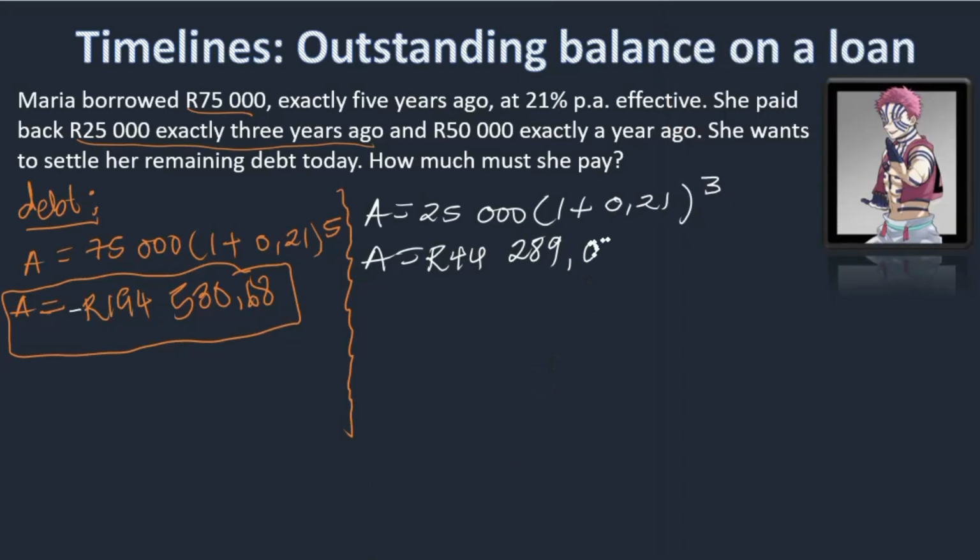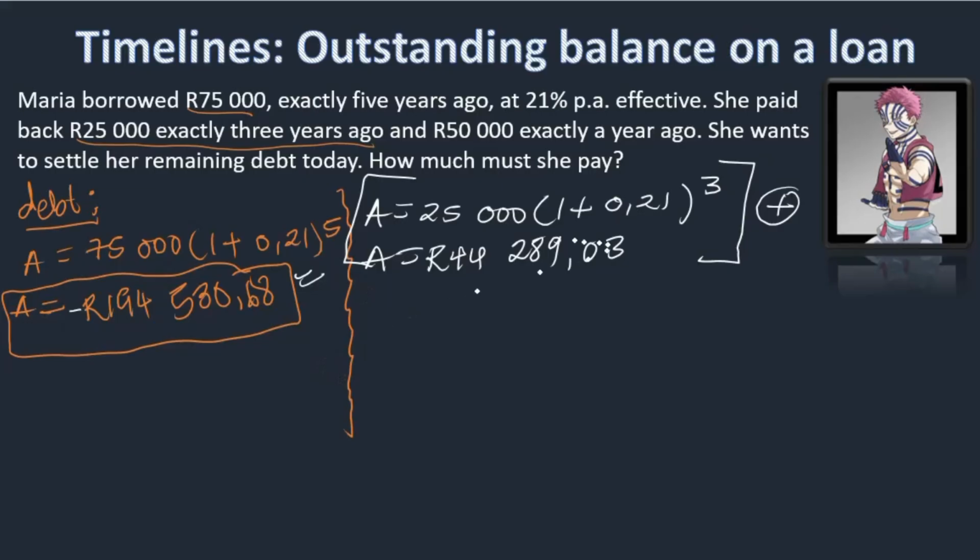$44,289.03. Right? This is the amount of money she paid to the loan. Now, this amount of money is in the positives, because it's the amount of money she paid towards the loan. This is the loan money, the amount of money she owes. This money is in the negatives, right?